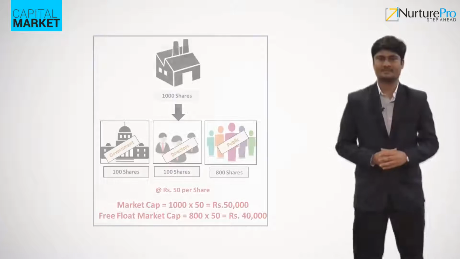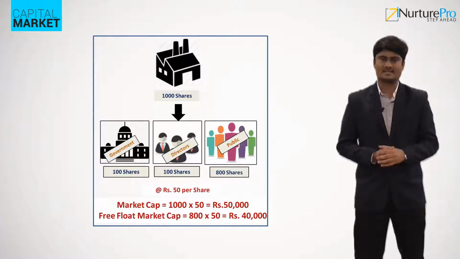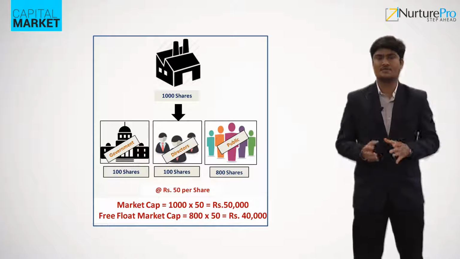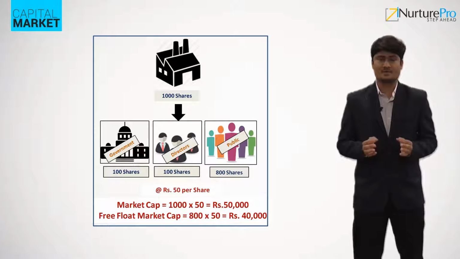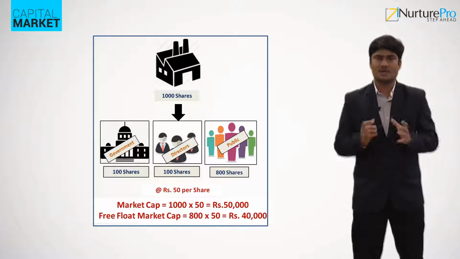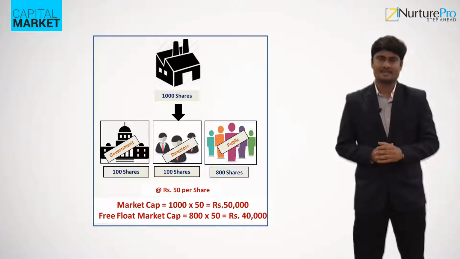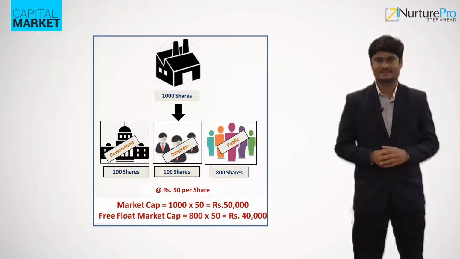Let us see one example. A company issues 1,000 shares, out of which 100 are held by the government, 100 by the directors, and 800 available for the public in open market. At the rate of rupees 50 as market price, total market capitalization of the company becomes 1000 multiplied by 50, that is rupees 50,000. So we say that market cap of the company today is rupees 50,000, which is the worth of the shares issued by the company. And free float market cap will be 800 multiplied by 50, that is rupees 40,000. Now you got it.